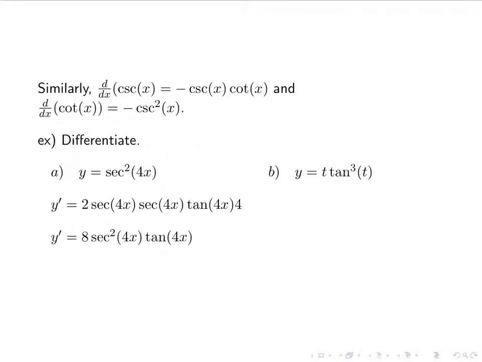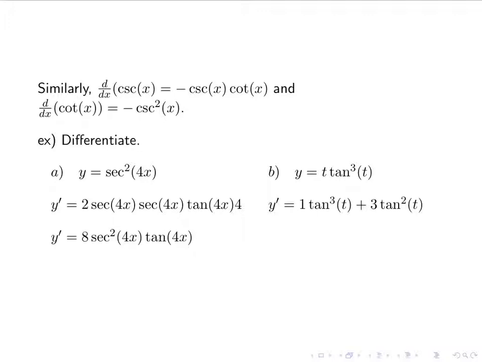So let's try another one. I've got t times tangent cubed of t. So here I have the product rule, and again inside of that I also have the chain rule. So I'm going to start by doing u prime v. So the derivative of u, which is t in this case, is 1. So 1 times tangent cubed t.